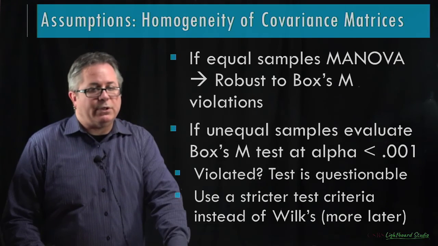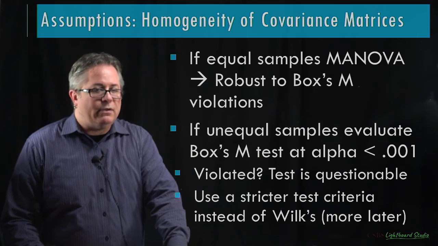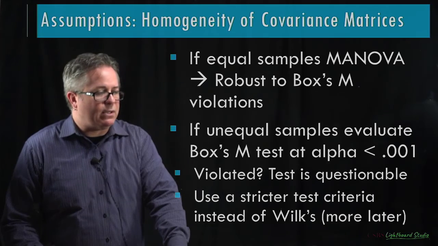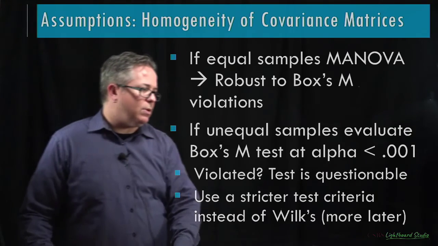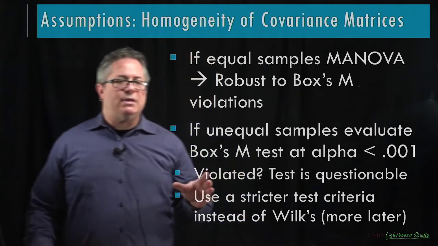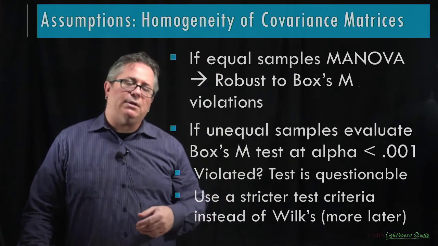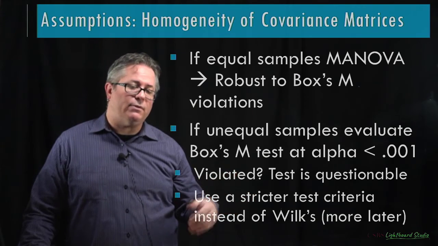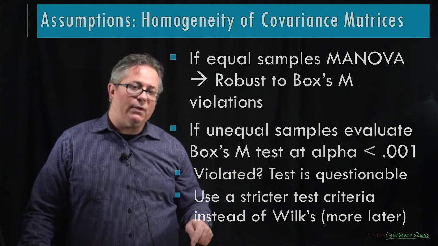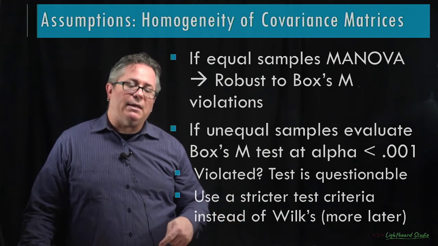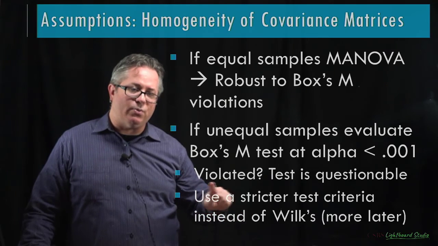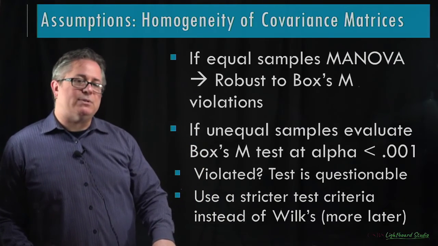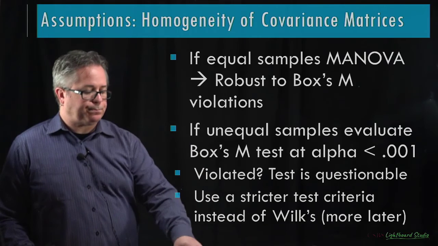One way around this, or one thing you can do, and we'll talk about this more in a little bit, is use a stricter test criterion instead of Wilks. So we'll talk more about the different test criteria, what that means, which ones are more or less strict and all that stuff. But just the idea that Wilks is a sort of standard test that we use, but you can use something like Pillai's trace instead of Wilks that is more conservative. And if it's still significant with Pillai's, then it actually might help to correct some of the issues with violating this Box's M test and violating the homogeneity of covariance matrices assumption. All right.